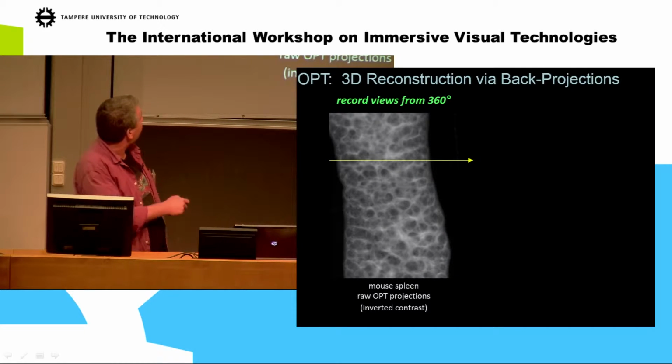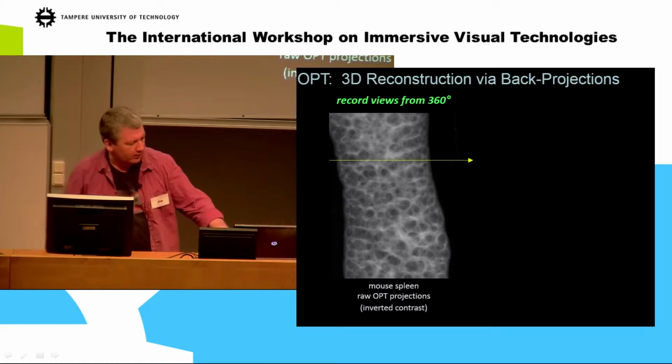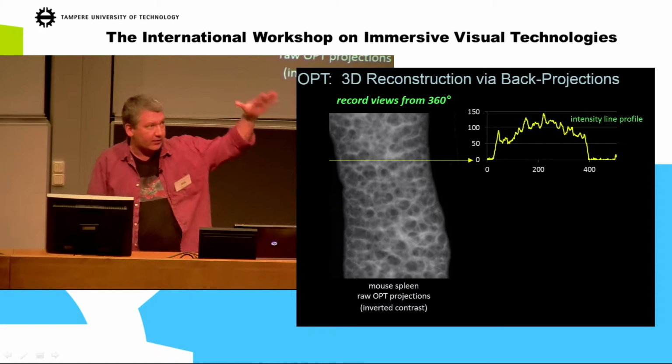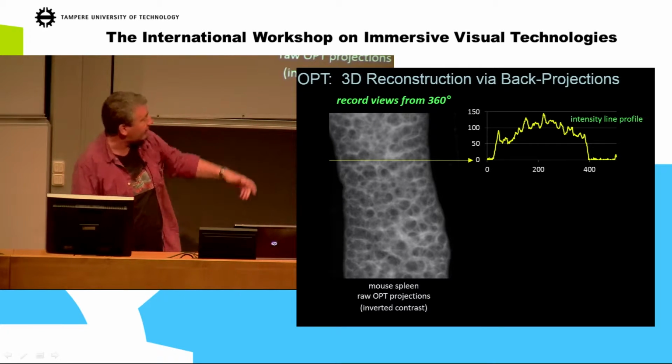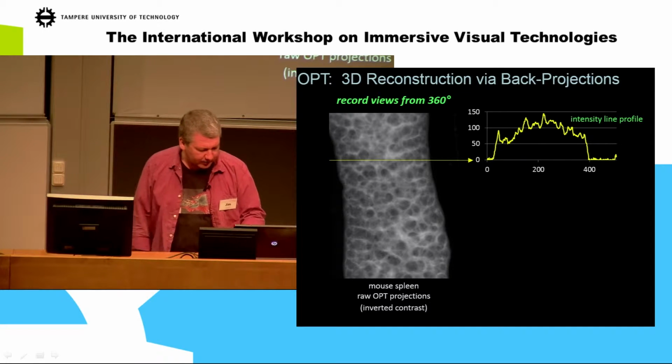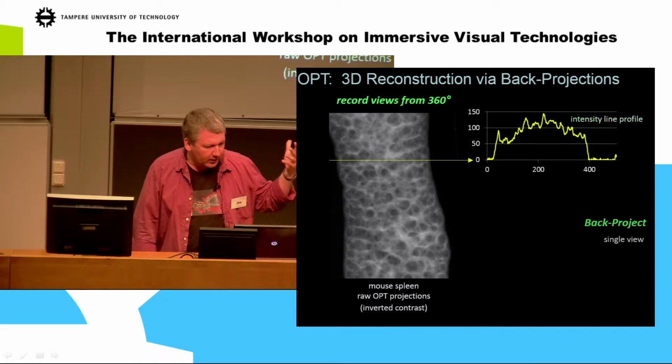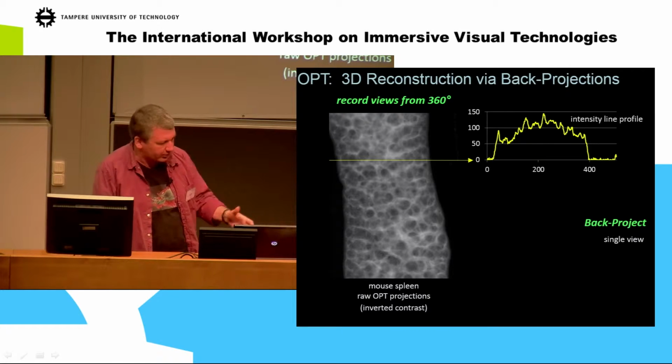So we do a reconstruction. If we just take one plane there, you can consider the intensity amplitude along that line. And what we do is we back project that virtually in the computer.